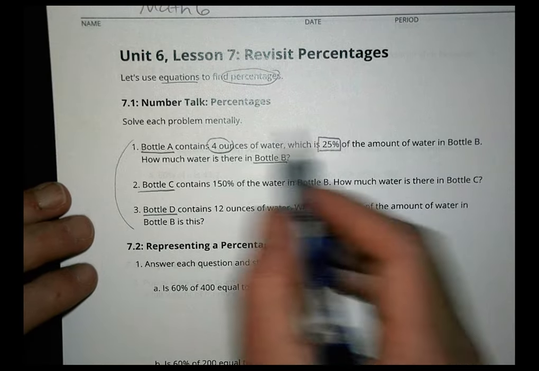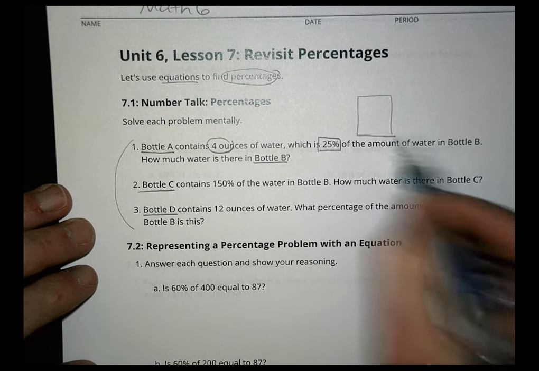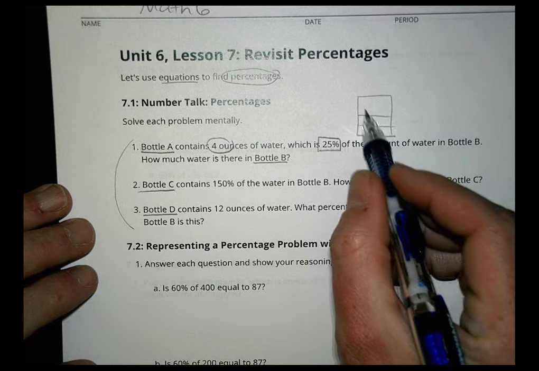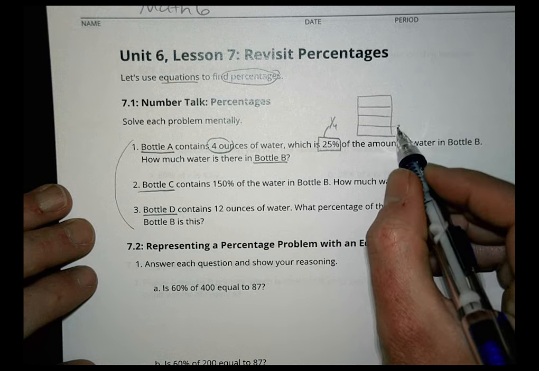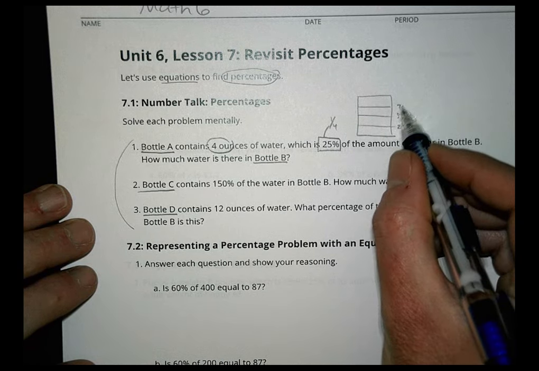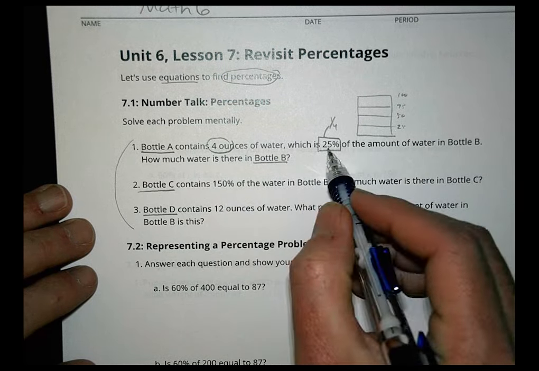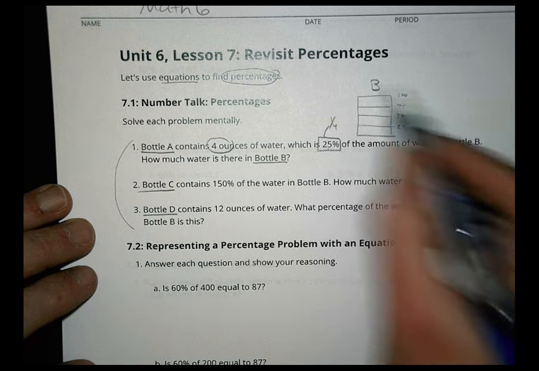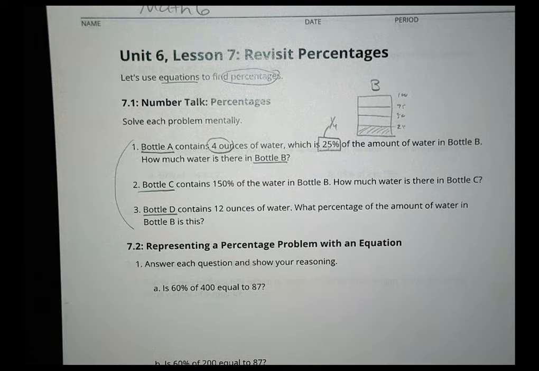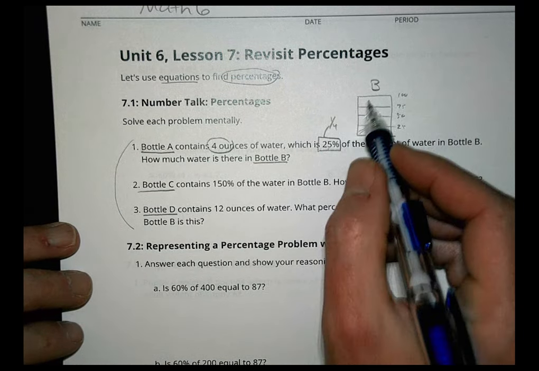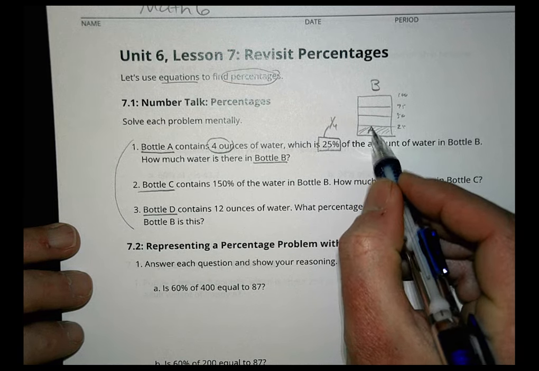Okay? So that means that if you had all of bottle B like this, and you put it into quarters, because 25% is like a fourth, and this is 25% and 50 and 75 and 100, that bottle A contains 4 ounces, which is 25% of bottle B. So this is bottle B, then bottle A fills up this much. Just visually what we're talking about there. This is 25% of the whole thing, which is how much is in bottle A. Does this make sense so far?